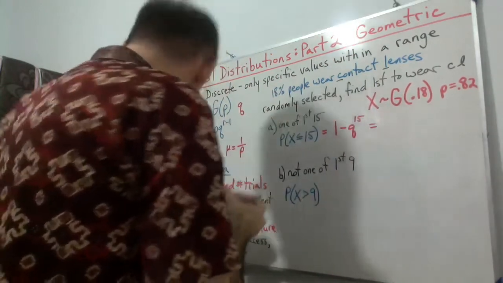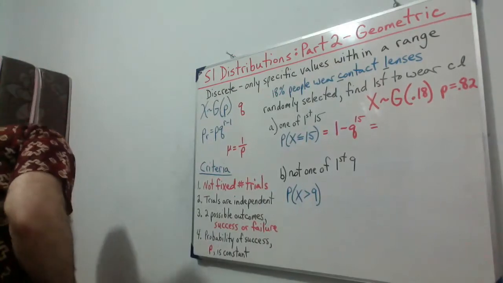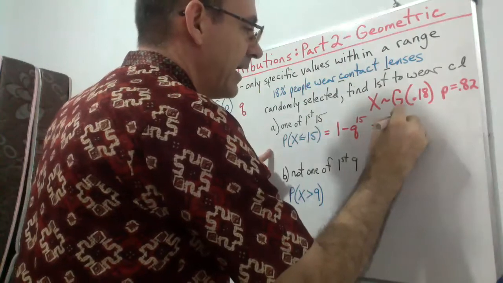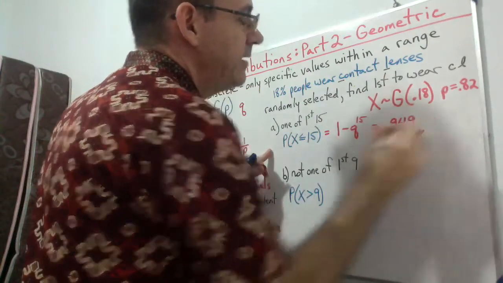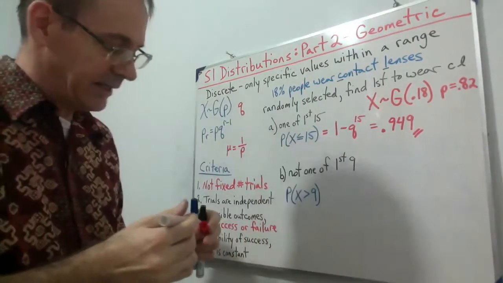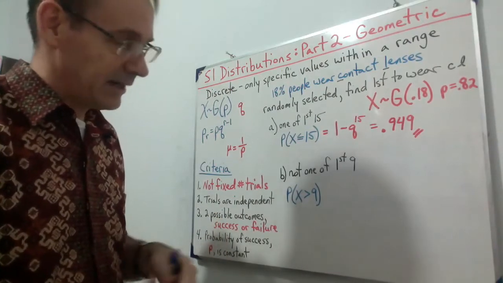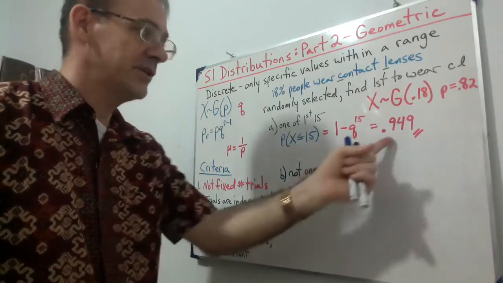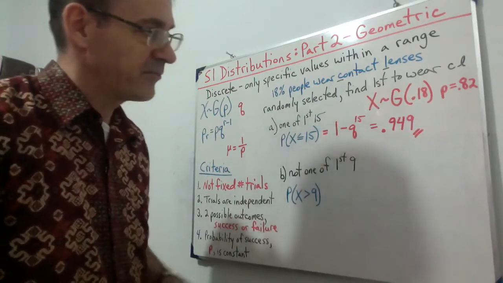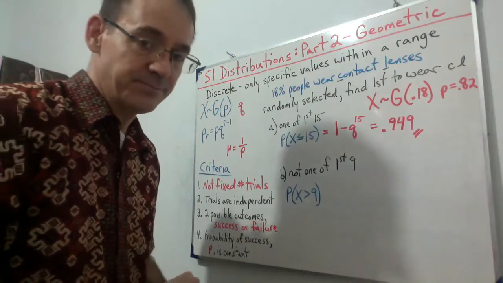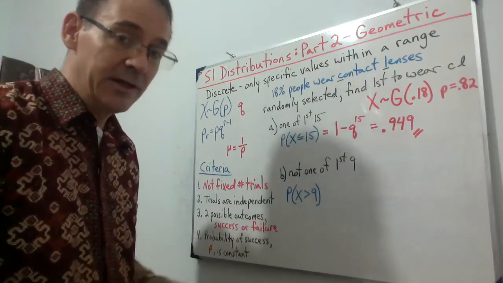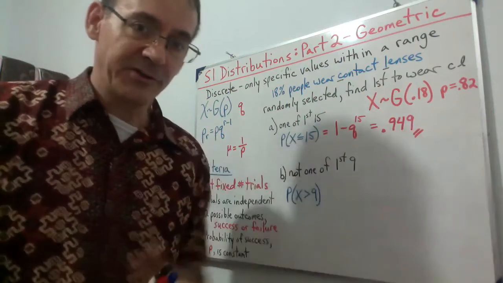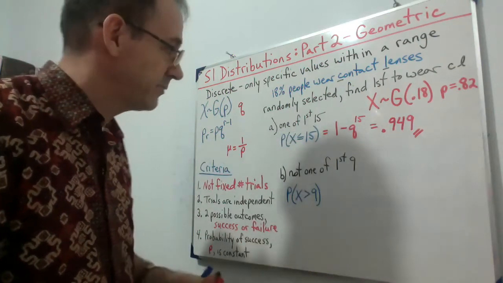So if we work on that one, we're going to get an answer of 0.949. 0.949 is our probability of the first one occurring within the first 15, which is a high rate of probability, almost 95% chance that you'll find someone who wears contact lenses within your first 15 people that you select randomly.